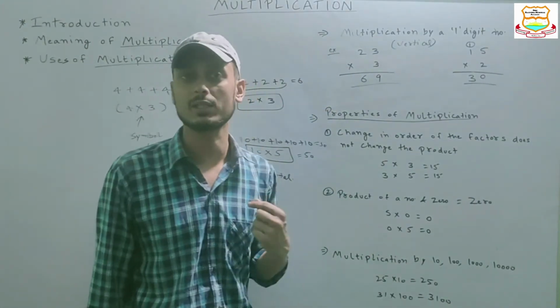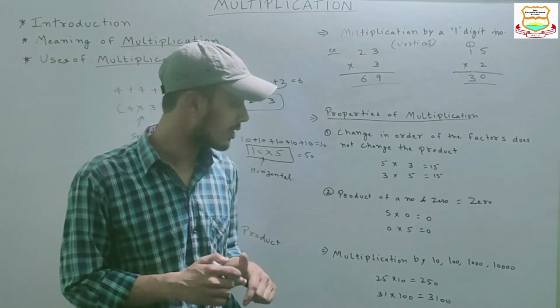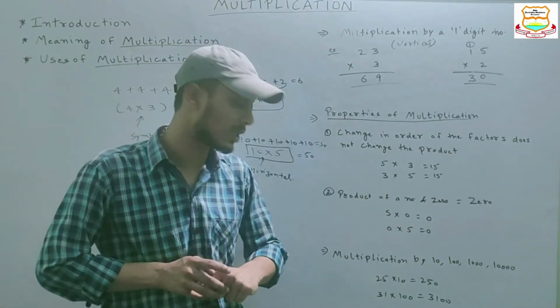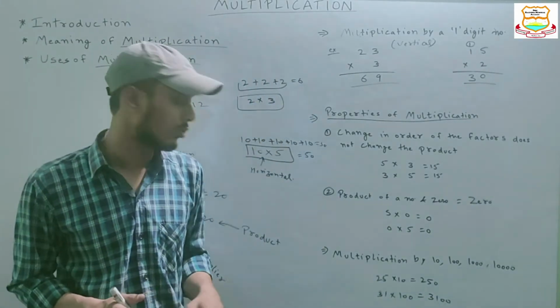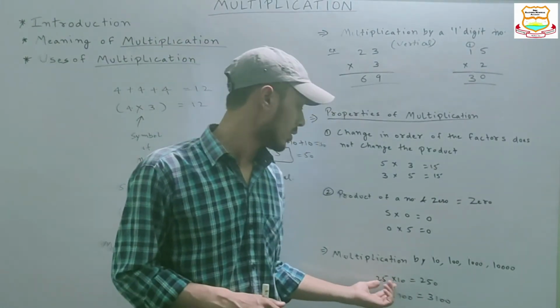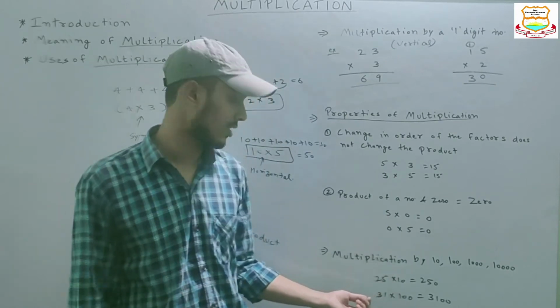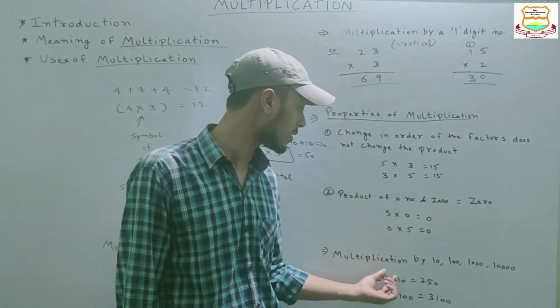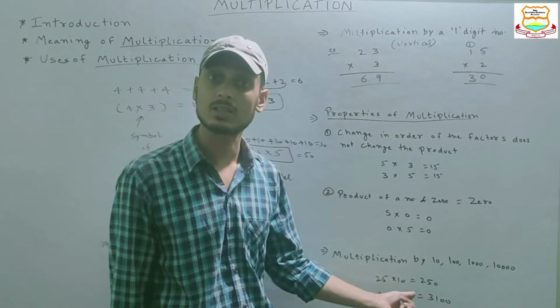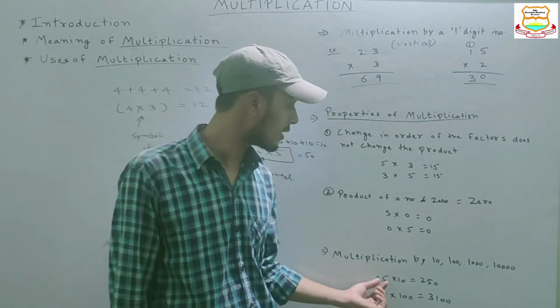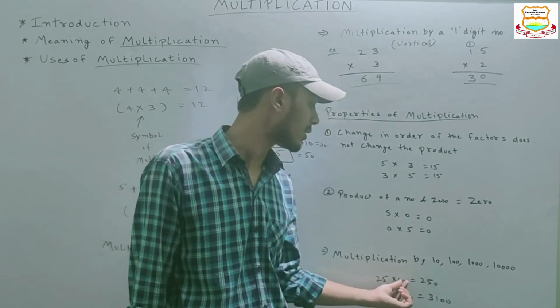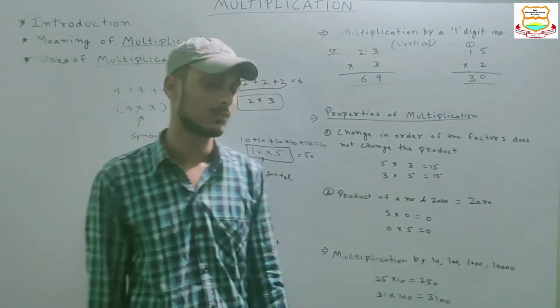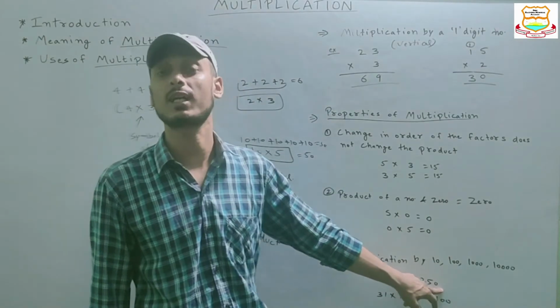Then how to multiply it? There is a very easy way to multiply such type of numbers. What is that rule? Let us understand by an example. Suppose we want to multiply 25 with 10. Then simply we need to write 25 and after that put 1 0. It becomes 250. This is the answer.